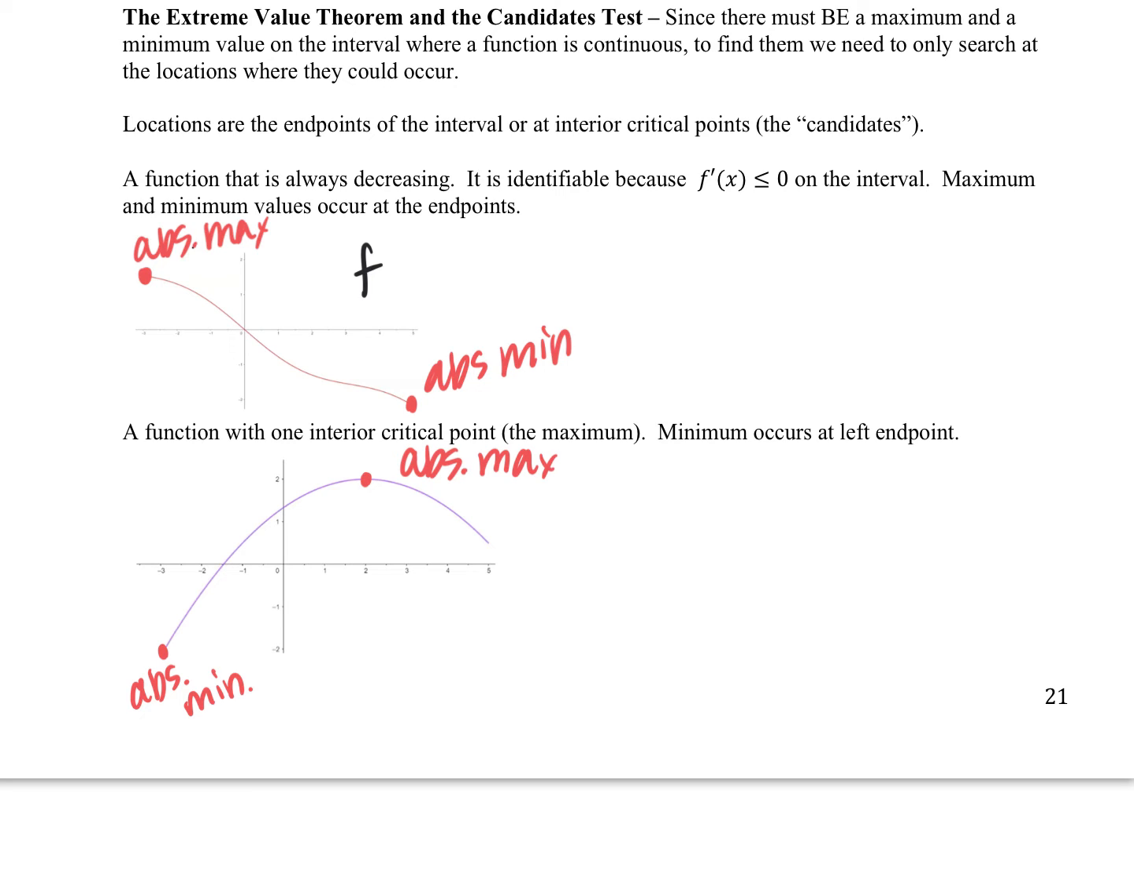So what could I say is going on to this blue point? Relative min. Very good. Min, because it's going down there. So when we've got these closed intervals, we really got to look at these endpoints, and that's a new thing as of today. So let's flip that page.